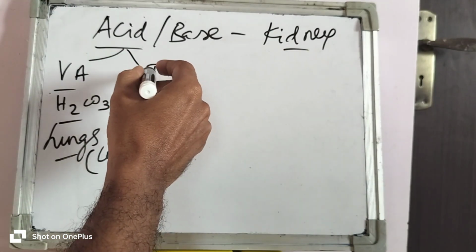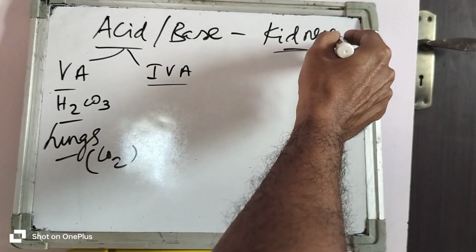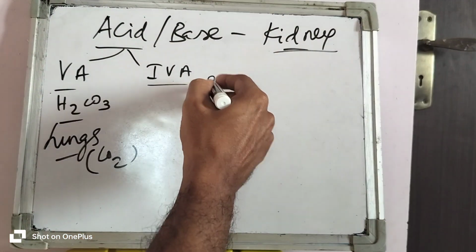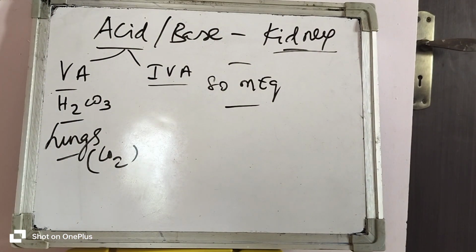The involatile acids are the products from the dietary protein, and these are to be removed, and this is done only by the kidney. So kidneys are the powerful regulators of the involatile acids. About 80 milliequivalents of involatile acids are to be eliminated from the body.